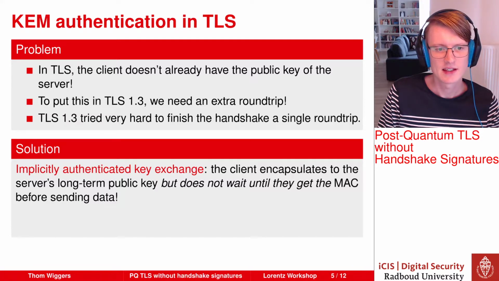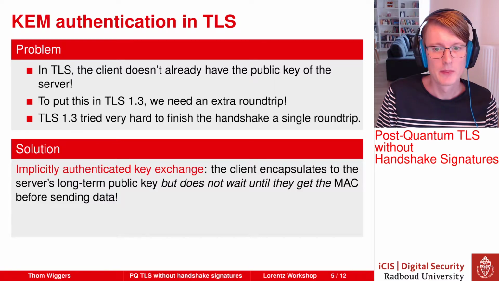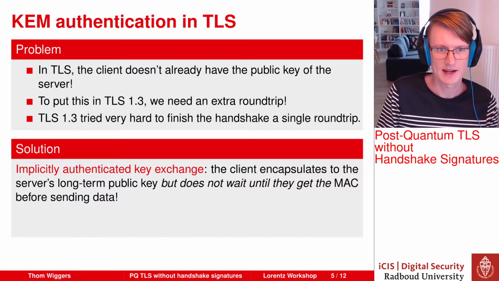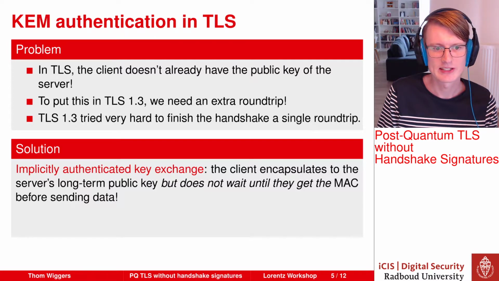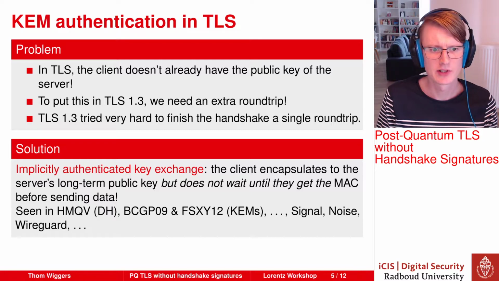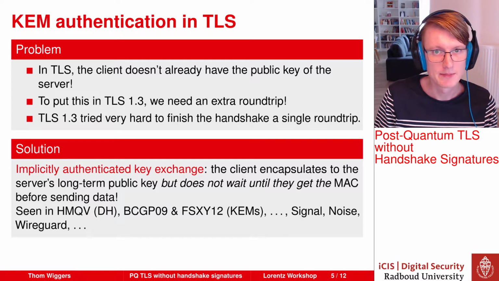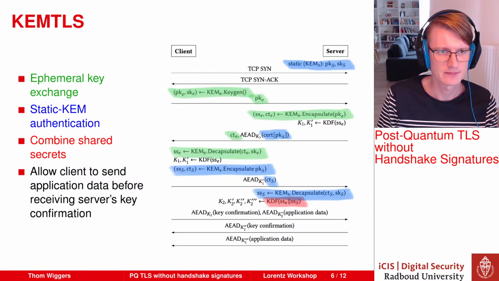The client encapsulates a secret to the server's long-term public key, but they do not wait until they get the MAC back before they start encrypting data under that key. This has been seen before in protocols such as HMQV, in KEM protocols, notably FSXY, but also in practical protocols like Signal, Noise, and WireGuard. So how does this work in TLS?